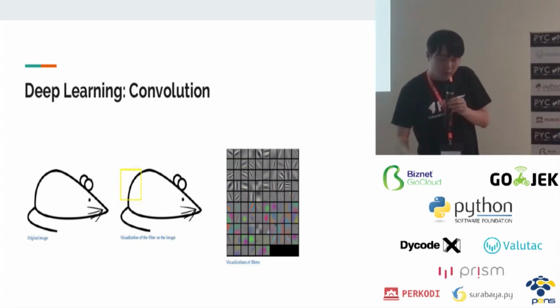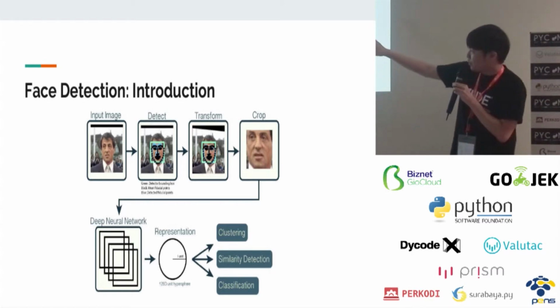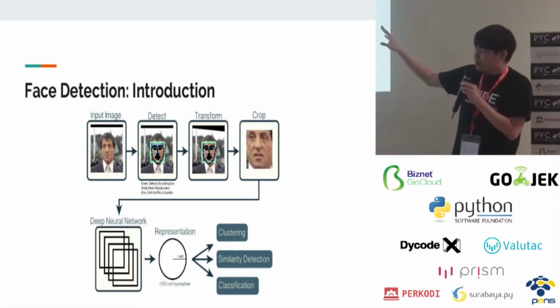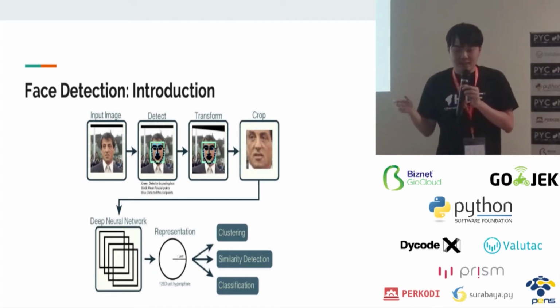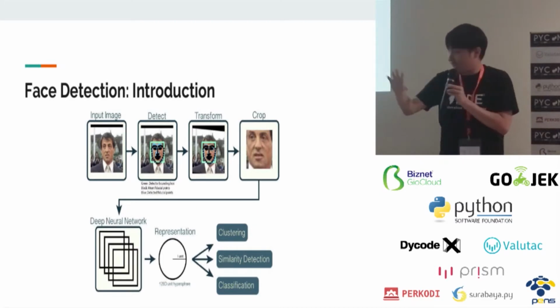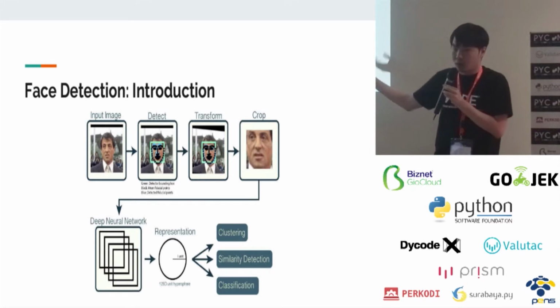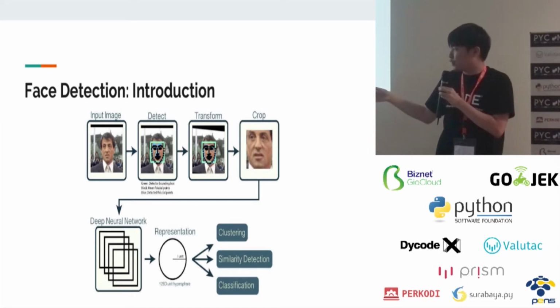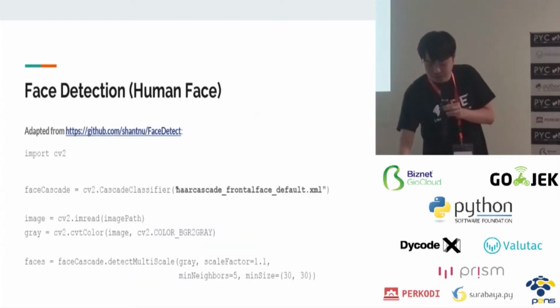When we want to do face recognition, the first thing we need to do is to detect or localize where the face is located. So initially when you take the input image, you detect where the face is located, and after that you need to transform the image to make it an equal size so that you can compare it with the others, and you pass it to your neural network, and you can do a lot of things. You can do clustering, you can do similarity detection between two faces, and you can do classification.